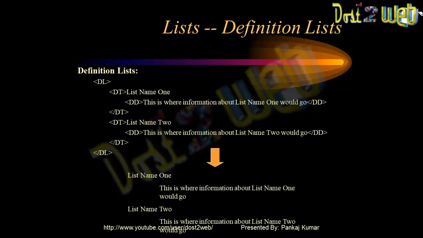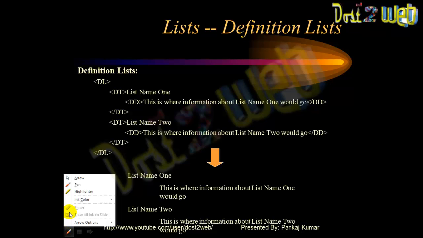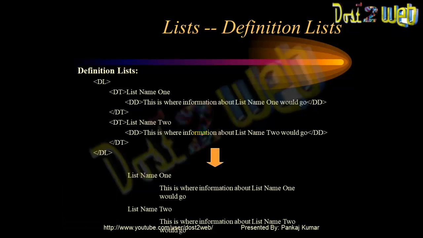Okay, next you have something called the definition list. In a definition list, you are going to define the way you type. So I want to display like this. You can see the result down here. So I want to display like this. When you want it this way, then it is called your definition list.